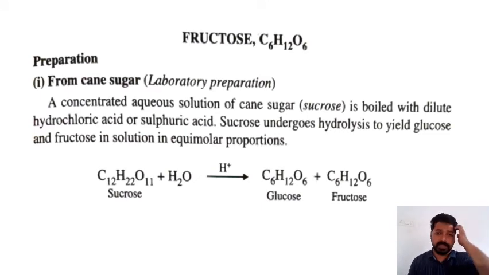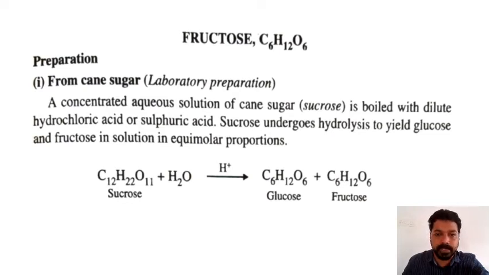Now let us study some of the reactions of fructose. I told you fructose is a ketose, whereas glucose is an aldose. Both are hexoses, both having 6 carbon atoms. So first one, fructose: preparation from cane sugar.